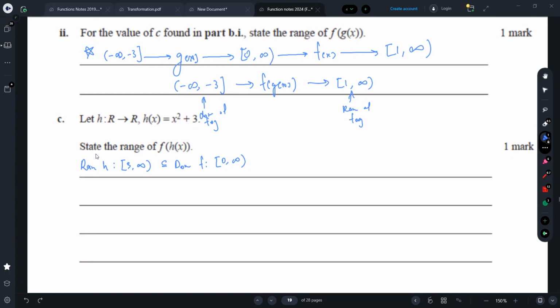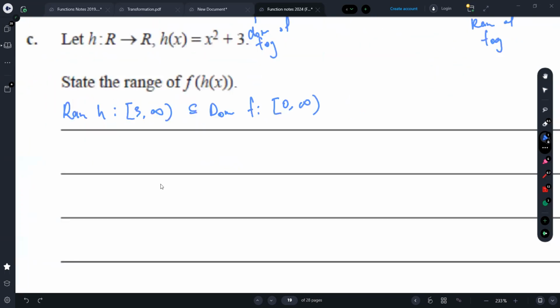Okay, so we're looking for the range of this thing, right? But I would have to break it down into the inside functions and the outside functions. So what am I allowed to sub into h, right? And that's going to give me some sort of values. And then whatever values come out, I'm going to put into f of x, and something else is going to come out.